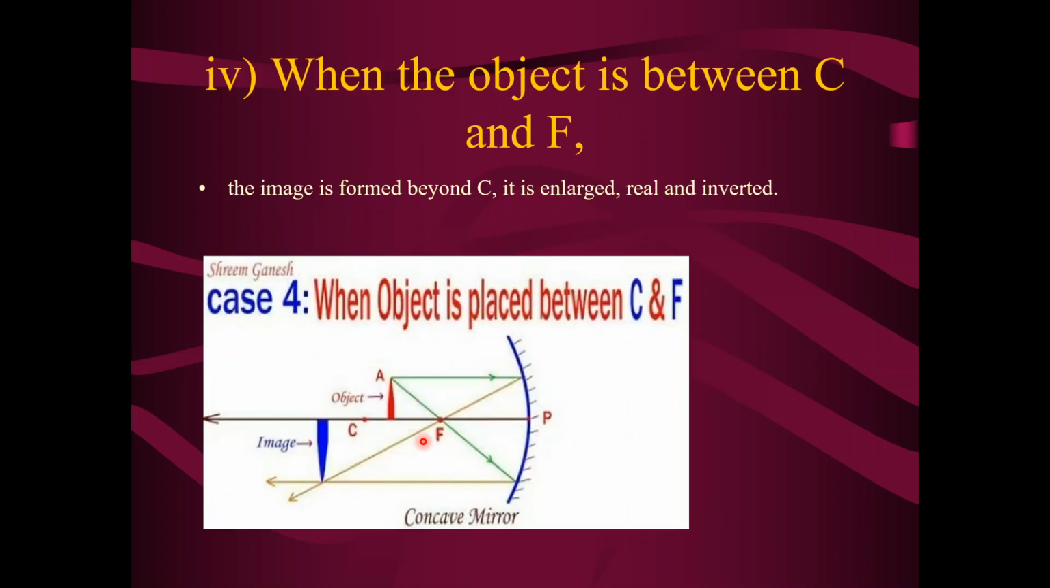When the object is between F and C, where is the object placed? Between F and C. Again दो ray हम plot कर सकते हैं. एक parallel है principal axis के, which is passing through the focus after reflection. Another ray which is passing through the focus, after reflection it will become parallel. In this figure you can see that they are meeting somewhere beyond C. And what about the size? Enlarged, magnify हो रही है अब इमेज. ऑब्जेक्ट पास आ रहा है, इमेज बड़ी होती जा रही है, enlarge होती जा रही है. Enlarged है, real है and inverted है.